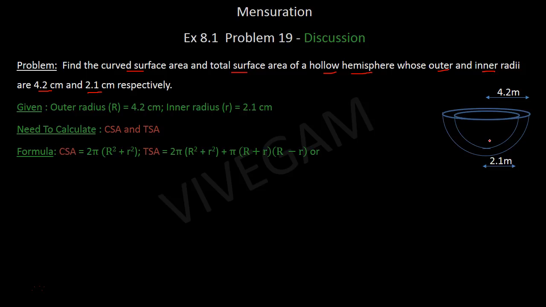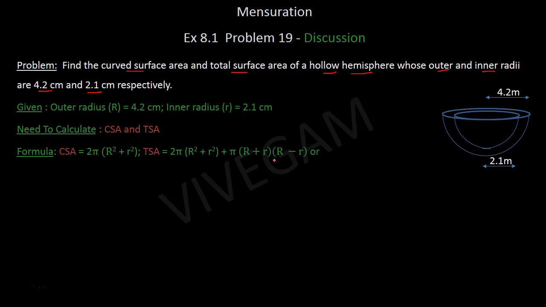Since we are asked to find the curved surface area of the hollow hemisphere, in this case you have to add the inner as well as the outer. So it becomes 2 pi into capital R square plus small r square. Total surface area is nothing but the CSA plus the area of the rim. As I explained, it is pi into R square minus r square, where they have used the a square minus b square equals a plus b into a minus b formula to get it here.